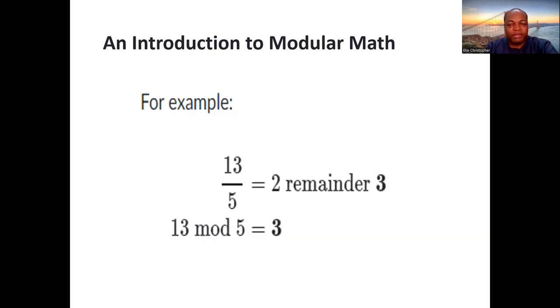For example, we have 13 divided by 5 equals 2, remainder 3. In other words, we could say 13 mod 5 equals 3, because 3 is the answer we get as a remainder after the division.